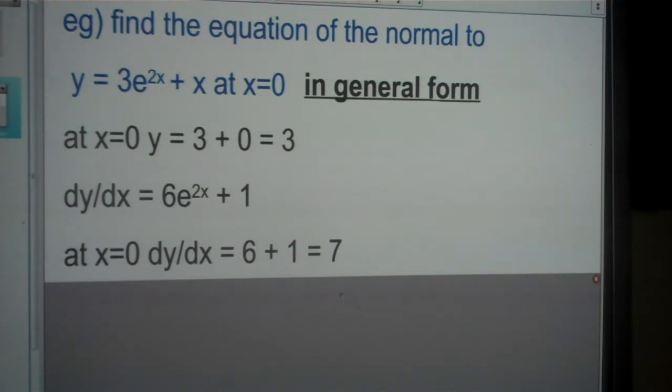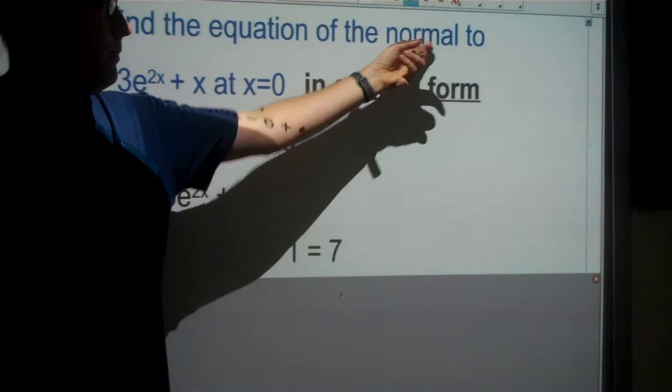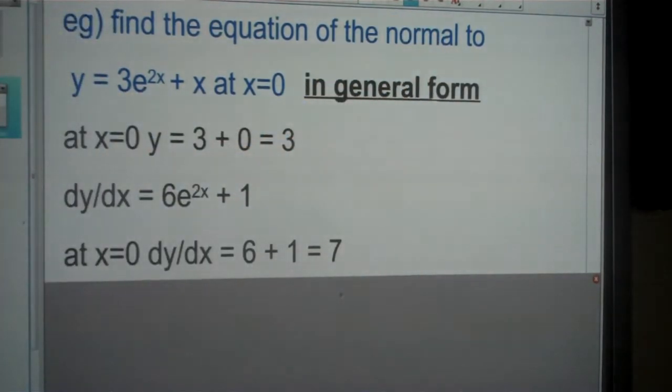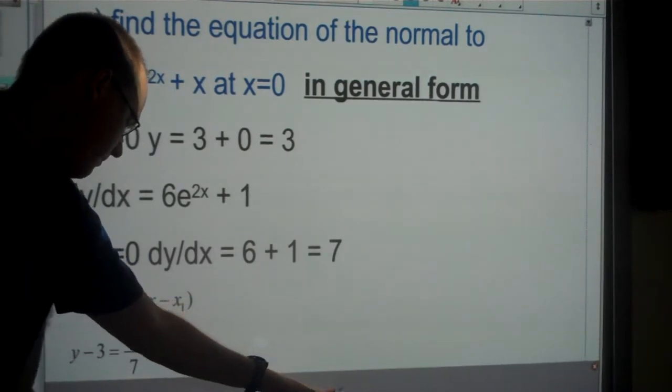So I have a slope, but the slope that I have is equal to the slope of the tangent. I need the slope of the normal. So to do that, I need to do the negative reciprocal. So in other words, negative 1 over 7.